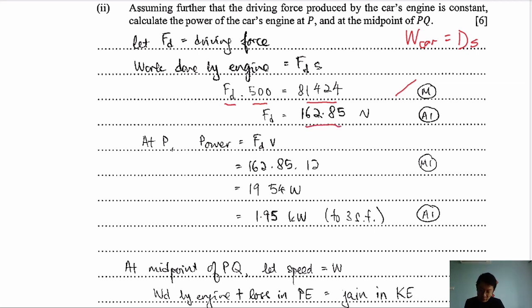So the driving force here is this figure. We can get another mark for the correct answer for this driving force. And then we know the velocity of this car at the point P. So the velocity is 12. To get the power, we can use the driving force times the velocity. Substituting the correct values in this will give us 1 mark, and then the final answer will give us another mark.